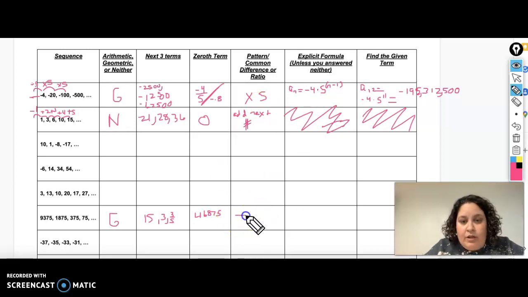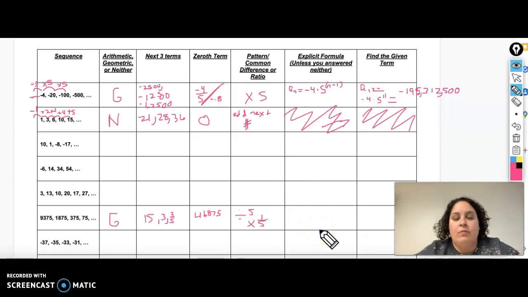My ratio is either dividing by 5, or if you want to write multiplying by 1/5, because that's what we're going to need for our formula. Because we can't write a division in our formula, but we can write multiplying a fraction. And then our formula, A_n equals our first term, which is 9375, times our ratio, which is 1/5, raised to the n minus 1 power. Okay. So that's our formula.